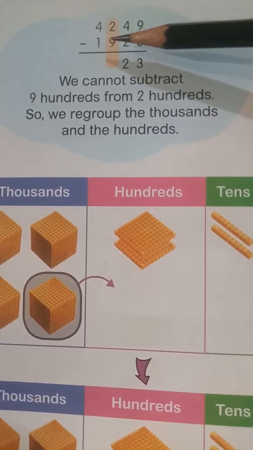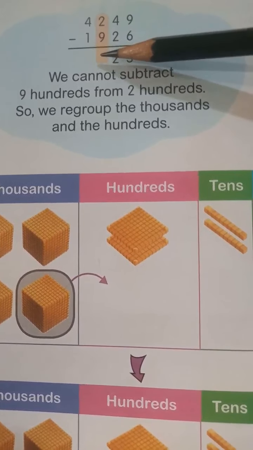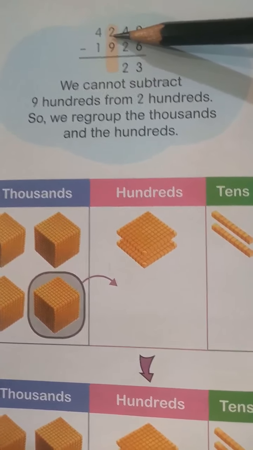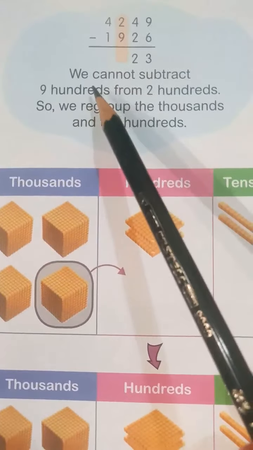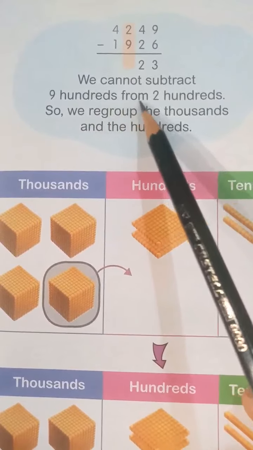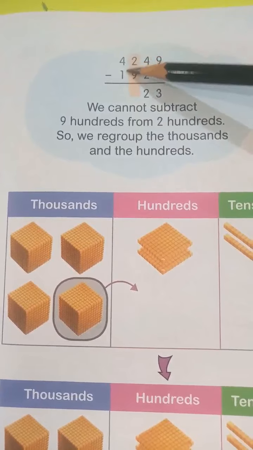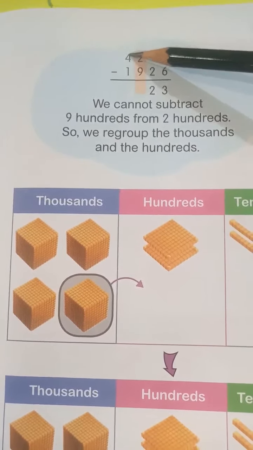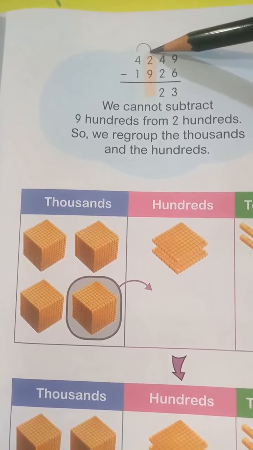200 minus 900, it's not enough. 200 is smaller than 900. So, we cannot subtract 900 from 200. In this way, we need to regroup the thousands and the hundreds.